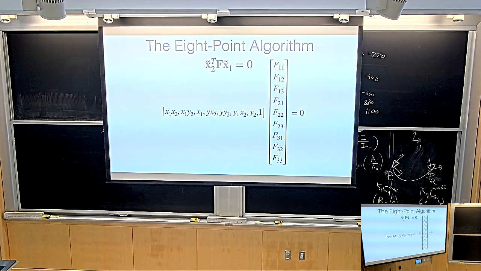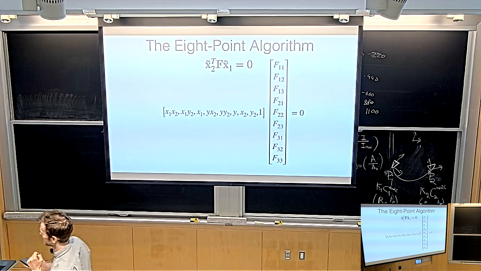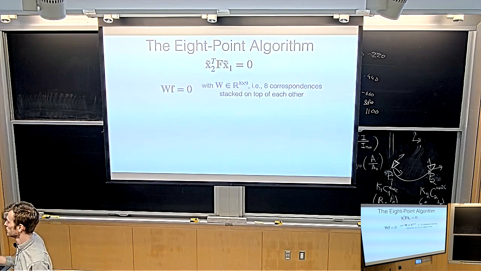There are these cross terms: x1 x2, x1 y2, x1, y, x2, and so on. And then here are all of the elements of the matrix, and that whole thing should be 0. Does that make sense? So it's just one big linear system. And now we can write this linear system like this. The thing on the left we're going to call W, and the thing on the right we're going to call F.